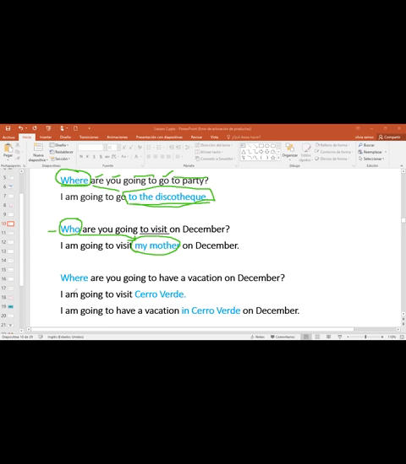So I have another where. Where are you going to have a vacation on December, right? And look at this. Here the verb is have, pero tenemos otro ejemplo aquí con otro verbo. Pero la respuesta, it's very similar. Tiene sentido con lo que me han preguntado y lo que yo respondo. Aunque no utilicemos el mismo verbo, a veces nos van a dar una respuesta que corresponde con la pregunta que estamos haciendo, right? So the question is, where are you going to have a vacation on December? I am going to visit Cerro Verde on December, for example, right? Or I'm going to have a vacation in Cerro Verde on December. So I have here where and where, right? Entonces ya nos acordamos un poco del uso de las WH questions.